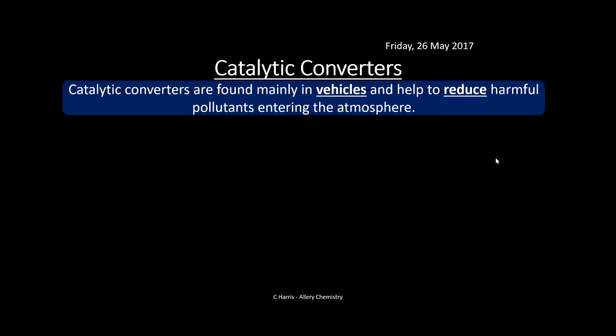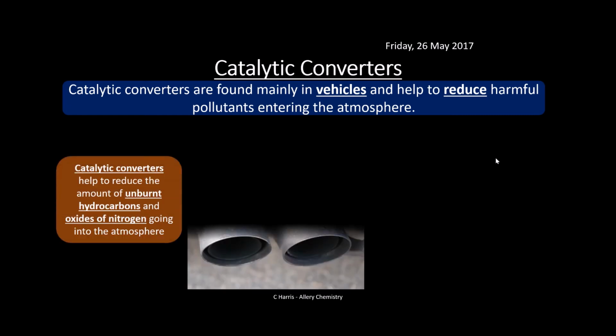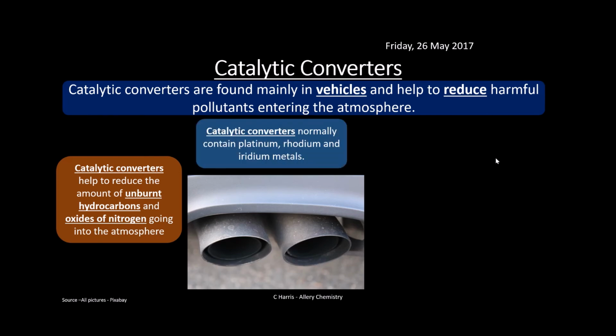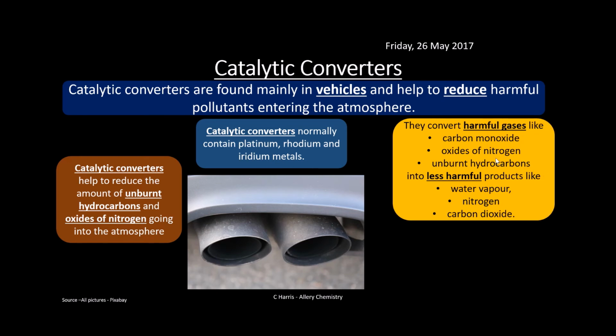Okay, so catalytic converters, like we mentioned before, are found mainly in vehicles. You find them on the underside of vehicles, and they help to reduce harmful pollutants entering the atmosphere, because globally we are becoming increasingly reliant on cars. They help to reduce the amount of unburnt hydrocarbons and oxides of nitrogen going into the atmosphere. They normally contain precious metals like platinum, rhodium, and iridium. They convert harmful gases like carbon monoxide, oxides of nitrogen, and unburnt hydrocarbons into less harmful ones. They're still not brilliant, but they're better than what was coming out if we didn't have a catalytic converter.